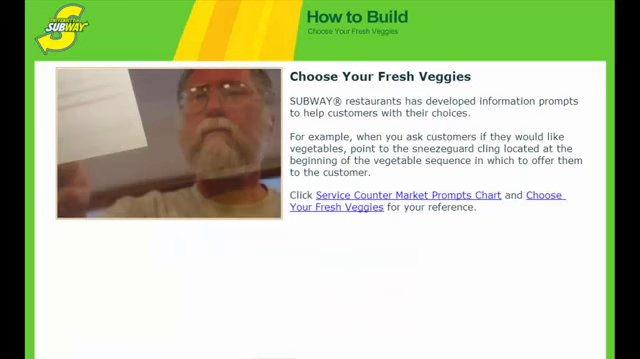Subway Restaurants has developed information prompts to help customers with their choices. For example, when you ask customers if they would like vegetables, point to the sneeze guard cling located at the beginning of the vegetable sequence. This cling lists the vegetables and sequence in which to offer them to the customer. Click Service Counter Marketing Prompts chart and choose your fresh veggies for your reference.